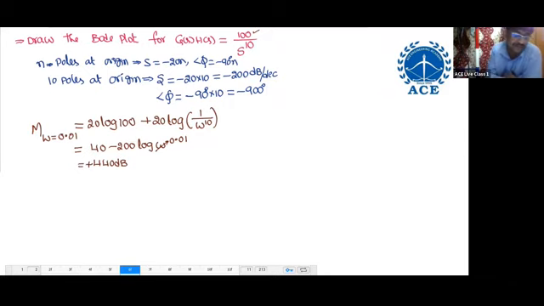Now draw the plot. Now draw the plot. So magnitude in dB.